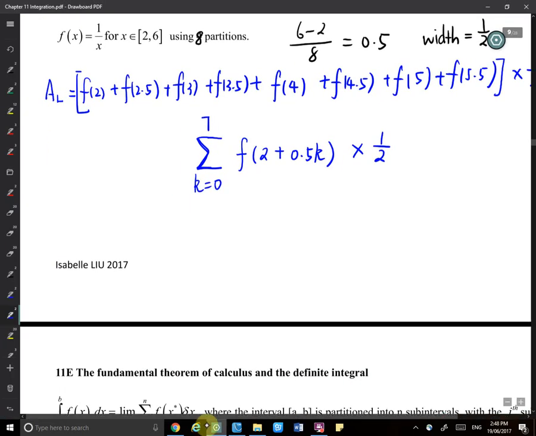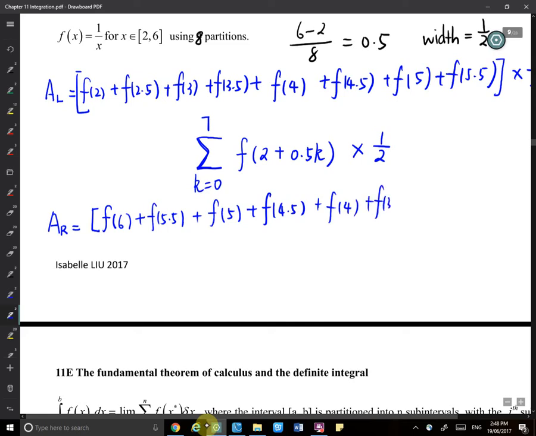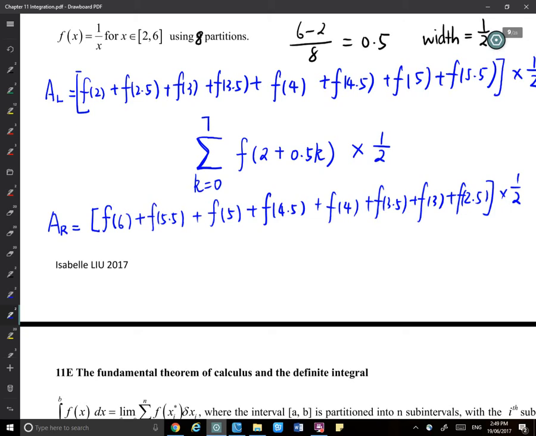Let's say the right hand side then. So area of right hand side will equal from F6, go for F5.5, add to F5 plus F4.5 plus F4 plus F3.5 plus F3 plus F2.5. You will stop here and then times a half. You won't have F2, because the more we write, the more we forget: I shouldn't include one of the endpoints, and we make that mistake.